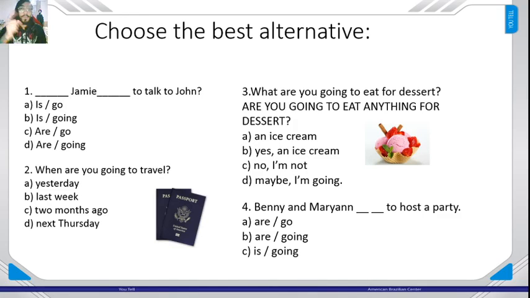If it was only Benny, we would say Benny is going to. If we said only about Marion, Marion is going to, but we are saying about both of them. We are talking about two people, okay? So Benny and Marion are going to host a party using the going to. The to is already there, so are going to.